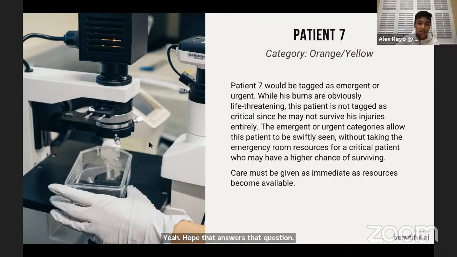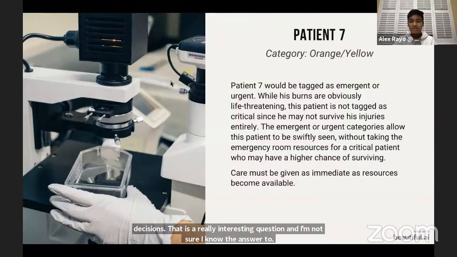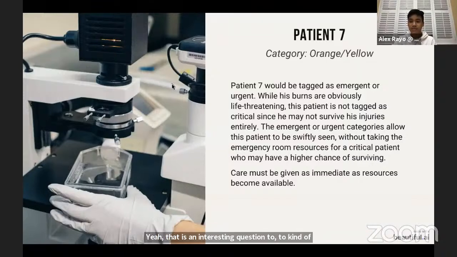Okay, and we have another question. Do hospitals end up getting sued a lot because of these kinds of triaging decisions? That is a really interesting question that I'm not sure I know the answer to. Yeah, that is an interesting question to think about. But I'm not sure if anyone else knows the answer to that one. Because triaging is so inherent to a lot of hospitals and emergency rooms, I'm not sure that people sue after that process.